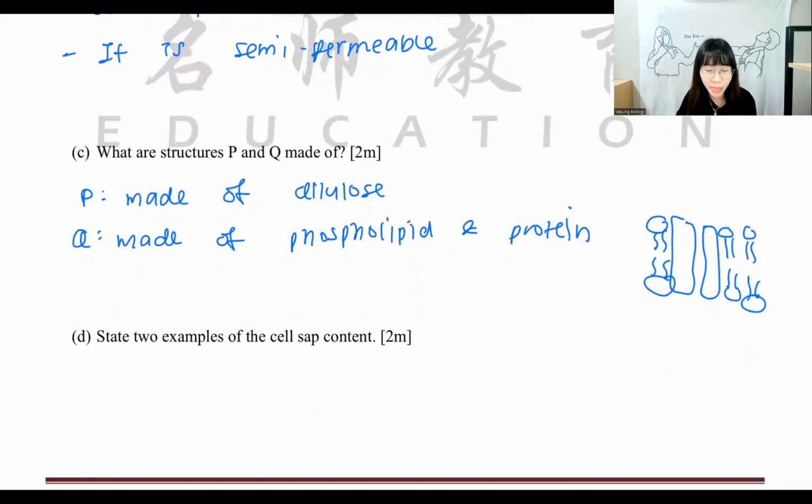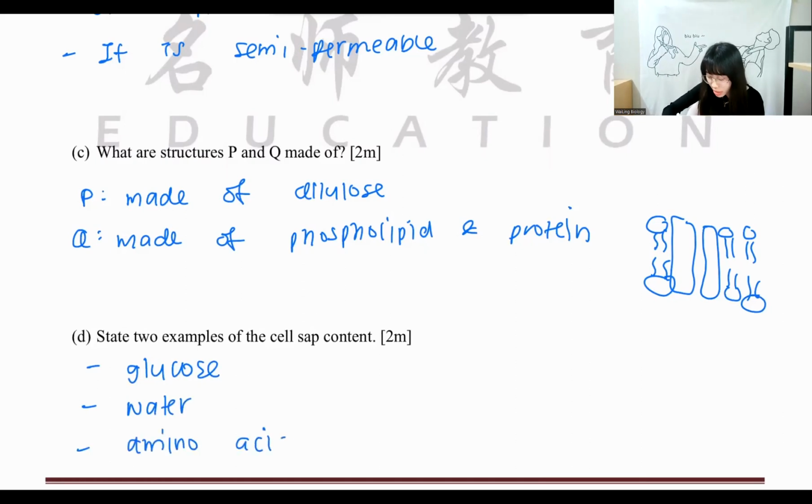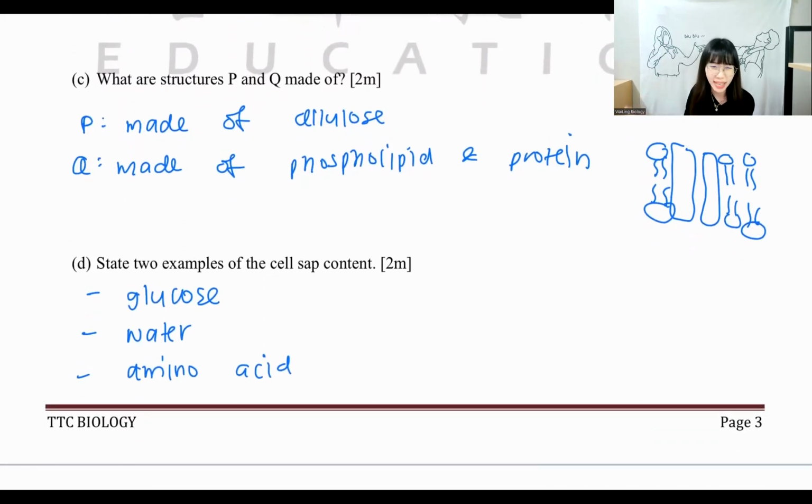State two examples of cell sap content. Cell sap is in the vacuole. What is inside the vacuole? Vacuole has cell sap, right? Cell sap is the general idea, right? We have glucose, very good. What else besides glucose? Amino acid, correct? Water, correct? Water, amino acid, or even mineral also correct. Just choose two to write. Nutrients, waste product also correct, guys. There's a lot of things that you can write in cell sap. So we have a lot of examples of cell sap.